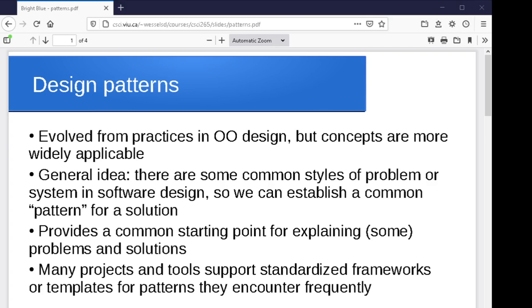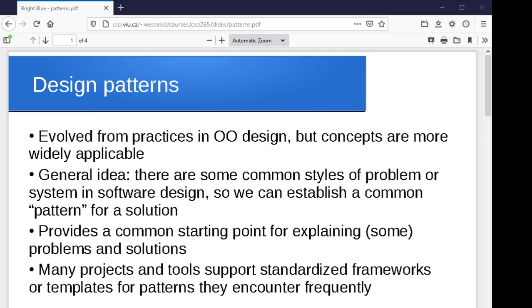We're just going to touch on this, give you some ideas, and you'll probably get into this in a lot more detail in the object-oriented course, 331. So the concept of design patterns evolved from practices in OO design, but the concepts themselves are much more widely applicable than just that. The basic idea is that there are a few common styles of problem or system in software design, and so we can come up with a common pattern for a solution. If you like, a much more abstract template for how we're going to approach certain kinds of problems.